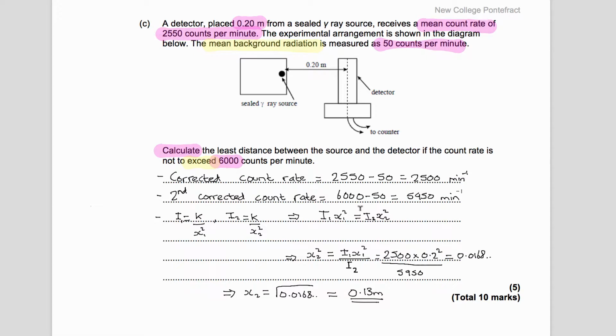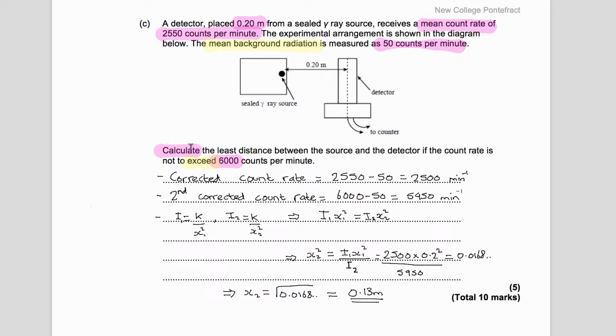In part C, we're then given a lot more information about how this actually works. So what we've got is a detector of radiation, and it's placed at 0.2 meters from a sealed gamma ray source. The detector receives a mean count rate of 2,550 counts every minute, as shown in this diagram over here. And then we're told that the mean background rate is measured, and it's 50 counts per minute. So we've got this experimental setup.